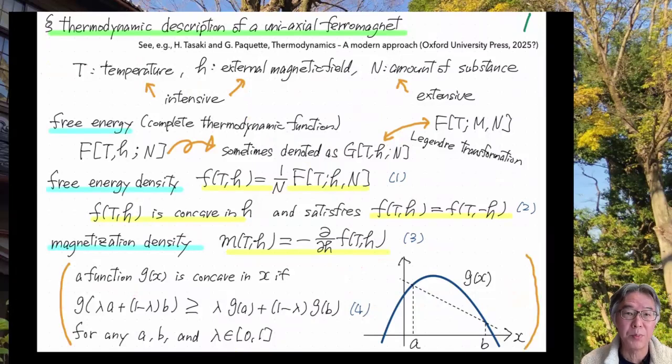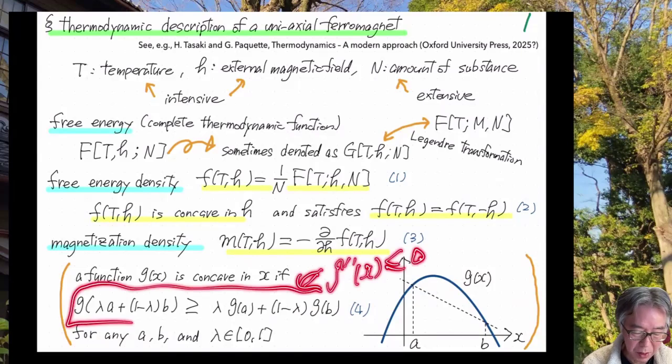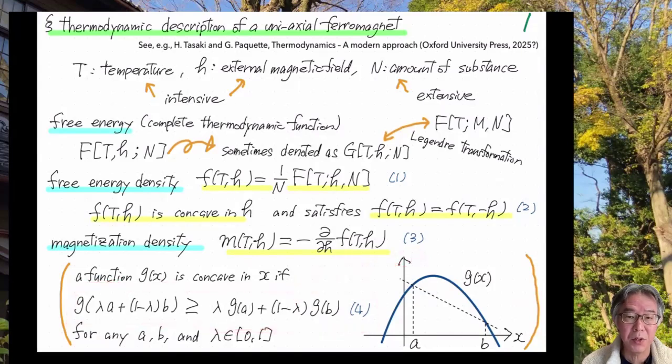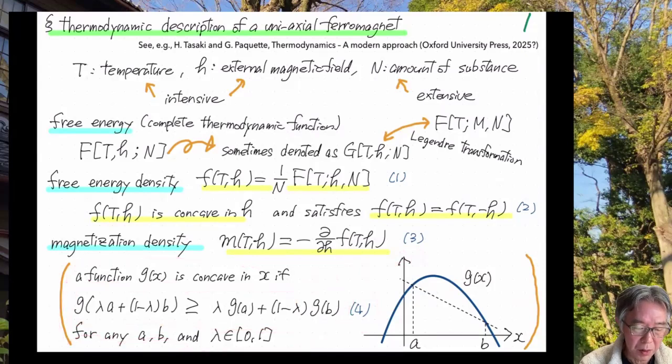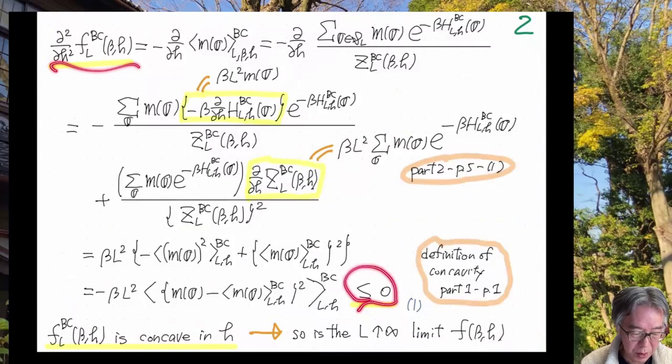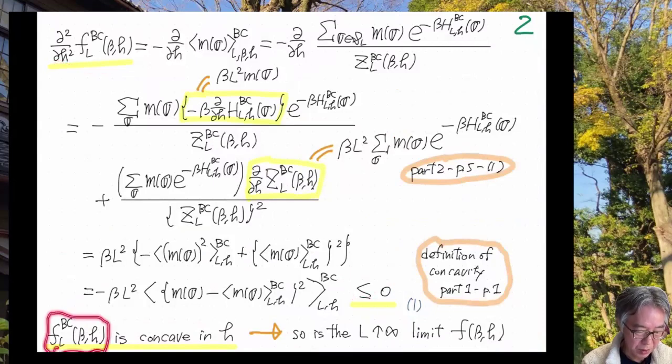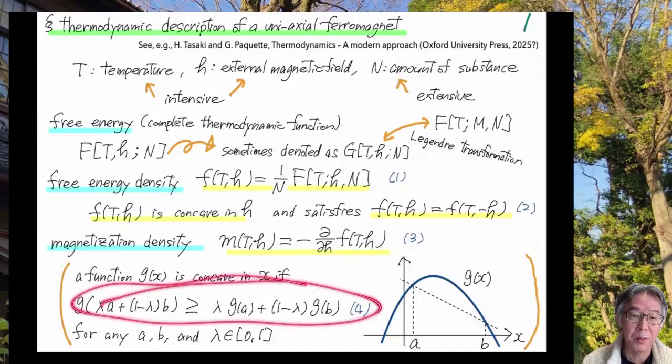So this is part 1, page 1, and here's the definition of concavity. And you can show that if G is twice differentiable and if it satisfies this, then this inequality is valid. And then this G is concave in this abstract definition too. Okay, so here we have proved this inequality. This shows that this finite volume free energy density is concave in H in this more abstract sense.